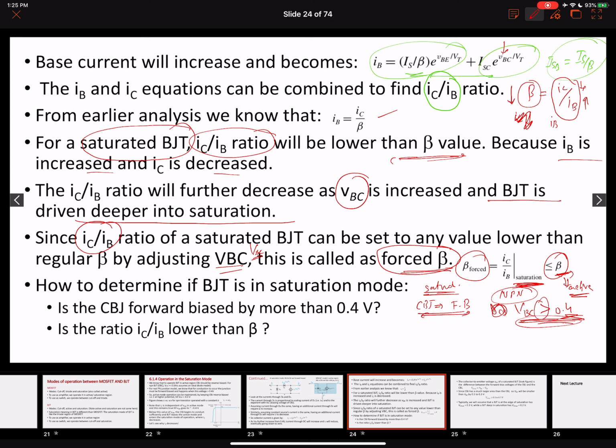The second thing that you can try is to find the ratio IC over IB. If the ratio of IC over IB turns out to be lower than the beta value of the transistor, then you can say that the transistor, with those current values and in those conditions, is being operated in the saturation region and not the active region of operation.